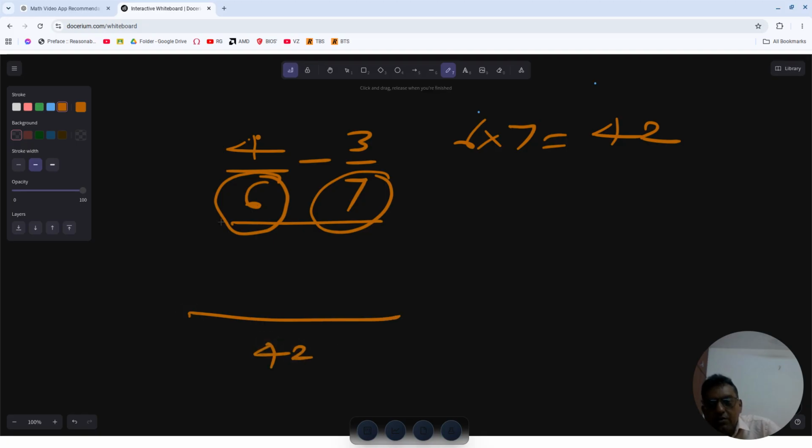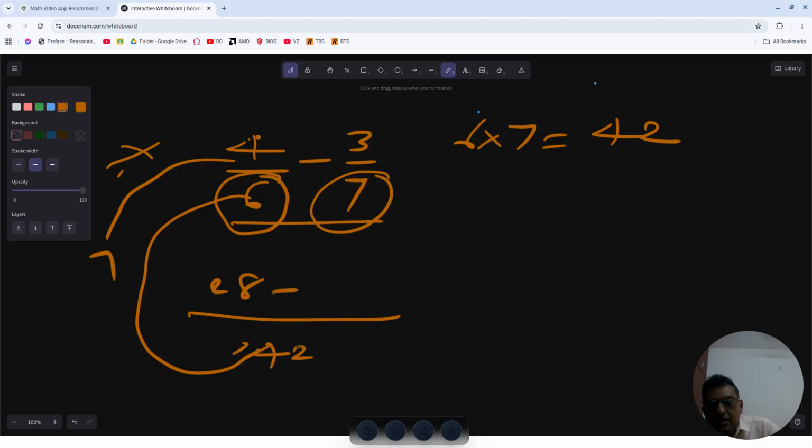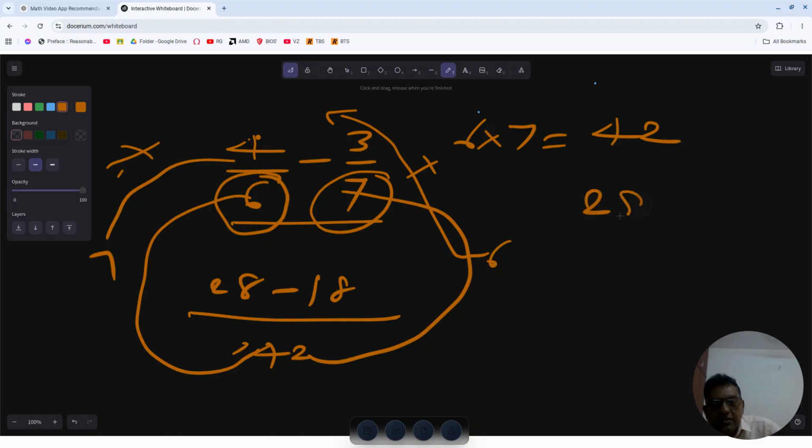And that becomes a common denominator, 42. Now you divide this 42 by 6 and it becomes 7, and that 7 multiplies by 4 and it becomes 28. Then you put the minus here. Again you divide this 42 by 7, it becomes 6, and that 6 multiplied by 3 becomes 18. Now you subtract 18 from 28. 8 minus 8 is 0. 2 minus 1 is 1. That means it becomes 10 by 42.